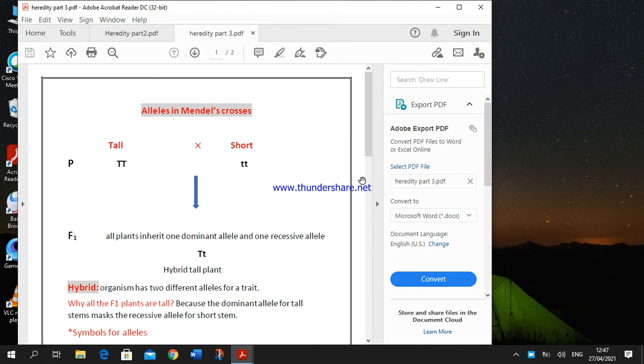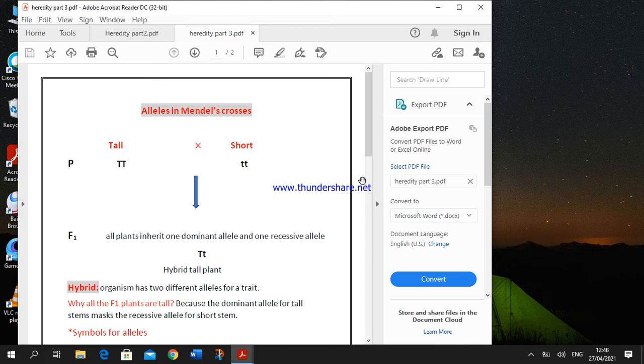The gene that controls stem height in pea plants has one allele for tall stem and one allele for short stem. Each pea plant inherits two alleles, one from the egg and the other from the sperm. A plant may inherit two alleles for tall stems, two alleles for short stems, or one of each. So, an organism's traits are controlled by the alleles it inherits from its parents.